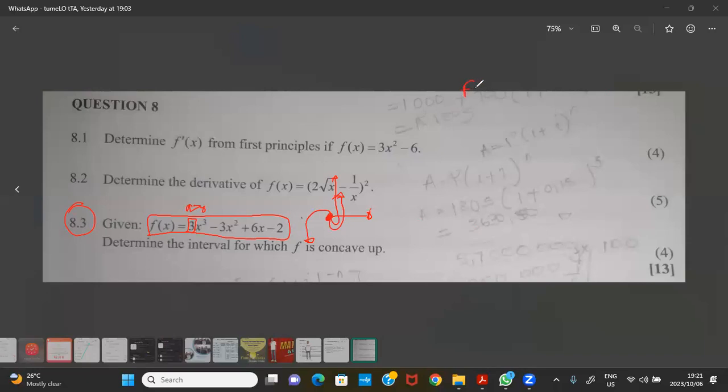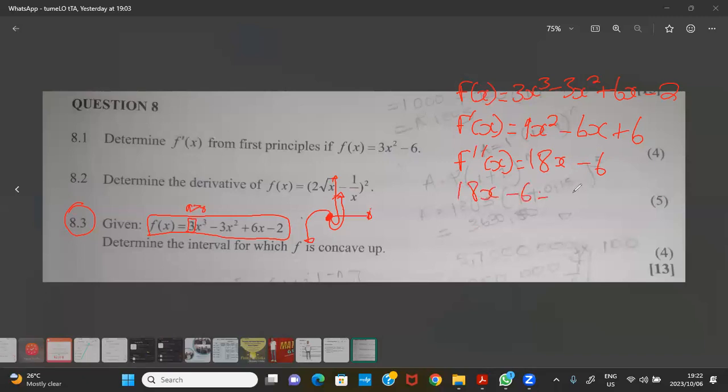Let me start with f of x, so you can see where we derived from. It's 3x cubed minus 3x squared plus 6x minus 2. Then the first derivative: 3 times 3 is 9x squared, minus 6x, plus 6. Then our second derivative will be 18x minus 6. So here's my second derivative, 18x minus 6.